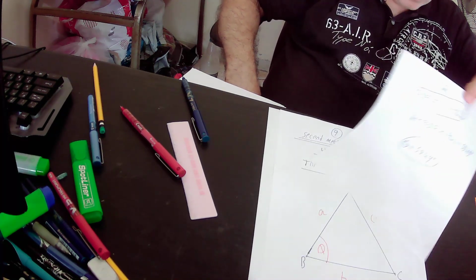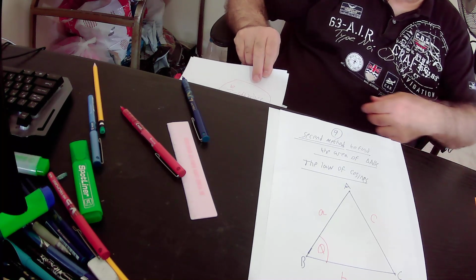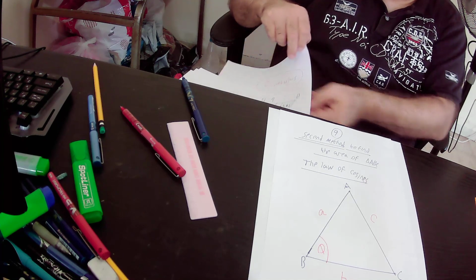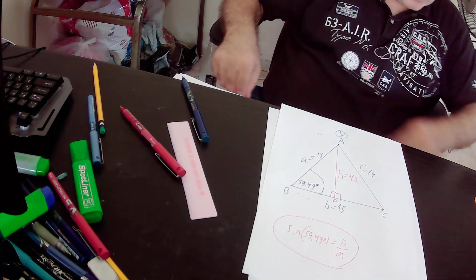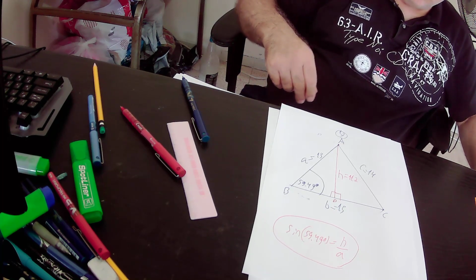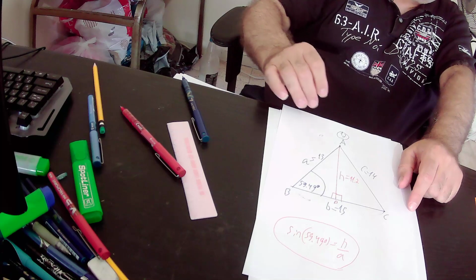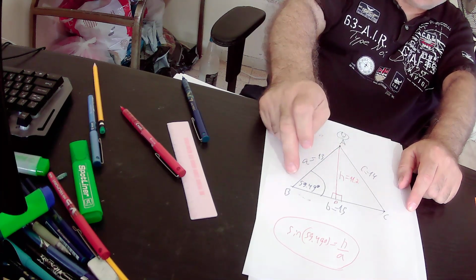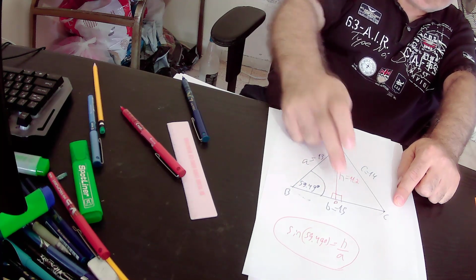After we found the value of theta, it is very easy to find the area of triangle ABC, because we know the sizes of all the sides of triangle ABC. So we drew a perpendicular to side BC of triangle ABC. This is a right angle and this is a right angle.